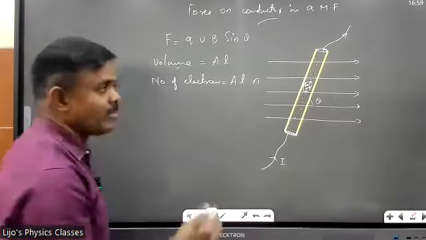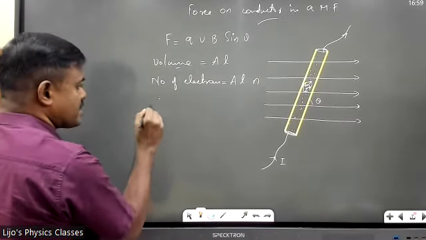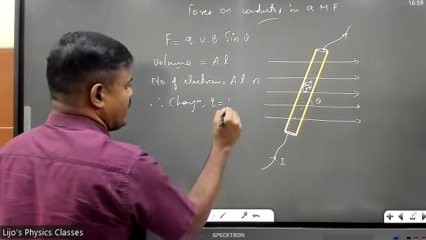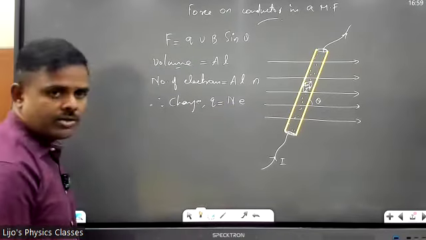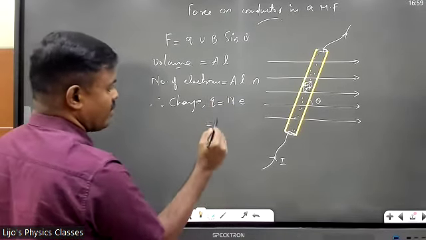Correct. I got the number of electrons. I can find the charge now. What is the charge? Therefore, charge is given by the first equation we learned this year. Charge is equal to Ne, right? That is equal to N, which I have gotten over here.